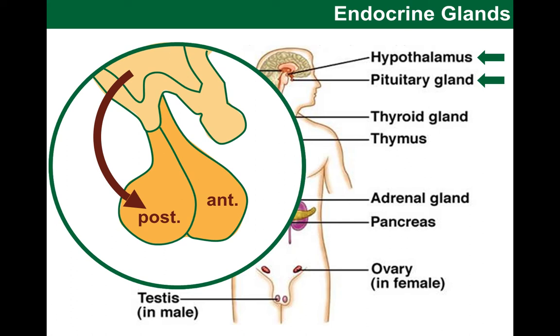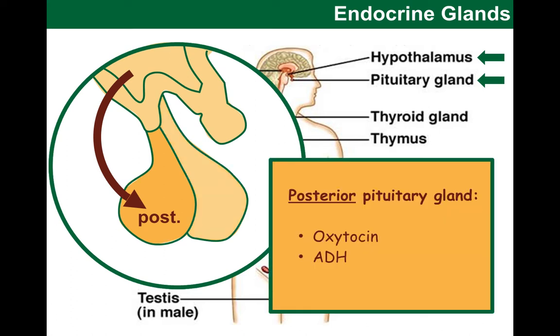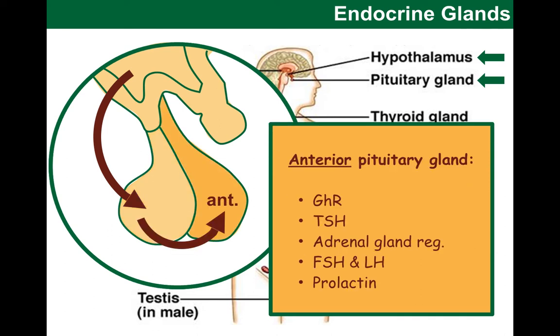Some important hormones that are secreted from here are oxytocin, which plays a vital role in childbirth and lactation through a positive feedback loop, and ADH, which is antidiuretic hormone. This is the hormone that prevents us from making as much pee. It is the secretions from the hypothalamus that mainly control the anterior pituitary gland.